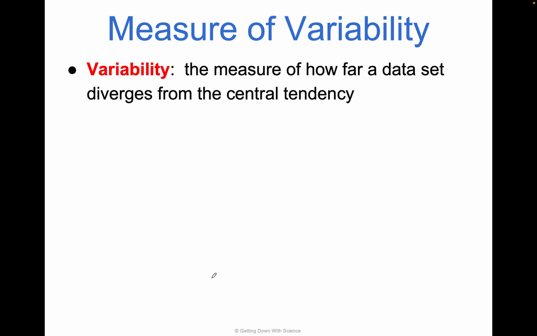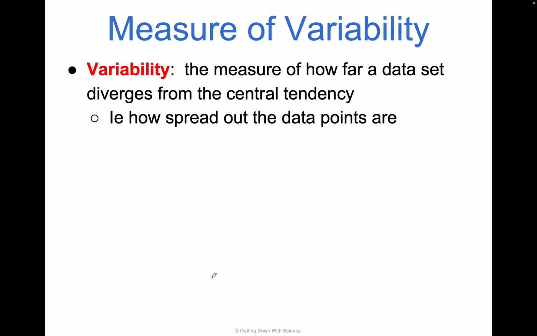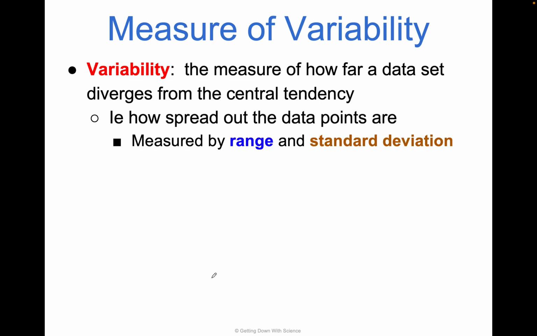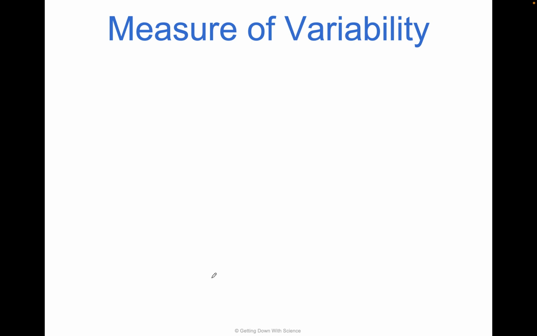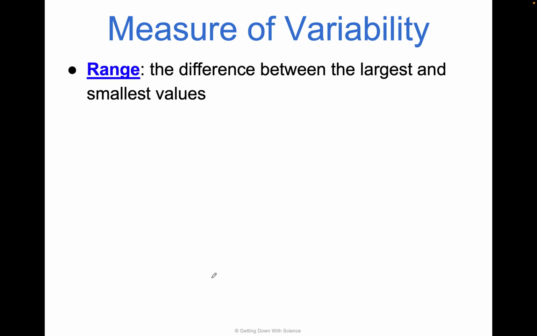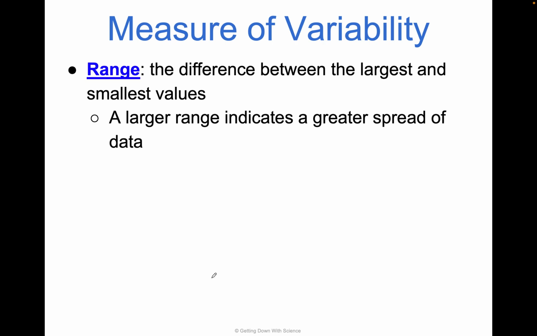So measure variability is how far a data set diverges from those central tendencies. So how spread out the data points are. We measure this by two metrics. One of them is a range, and one of them is a standard deviation. So range is just the difference between the largest and smallest values. A larger range indicates a greater spread of data.